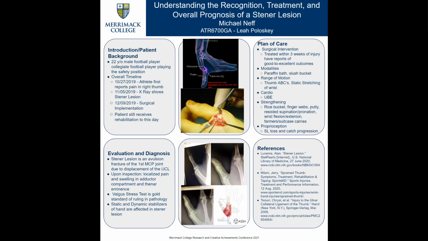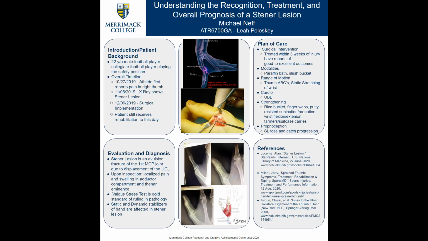When it comes to the prognosis of this injury, research shows that 90% of patients with a complete rupture of the UCL treated with primary repair within 3 weeks have been reported to have good to excellent outcomes regardless of repair method. However, delayed presentation and/or treatment often results in extensive surgery with poor overall results. When it comes to the plan of care for a Stener lesion, we of course want to have surgical intervention, as I just stated, within 3 weeks of injury to have good to excellent outcomes.